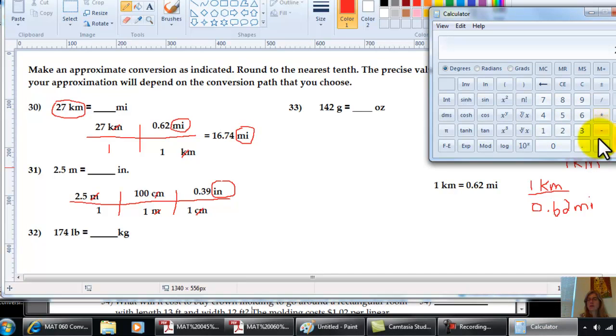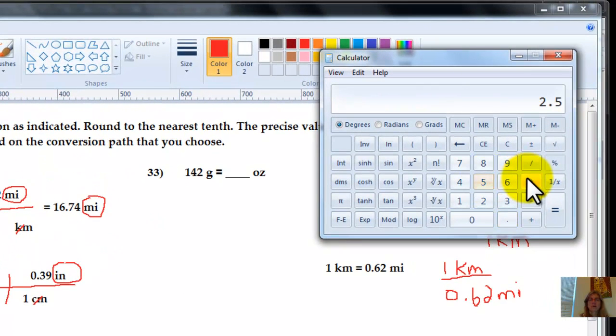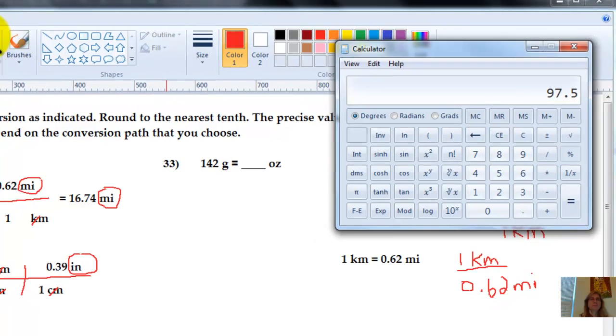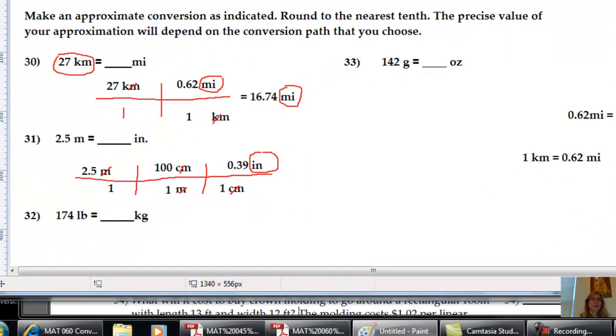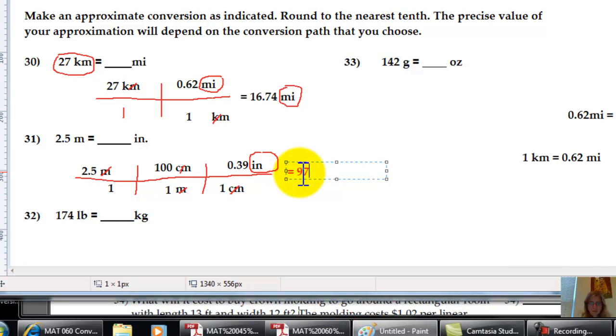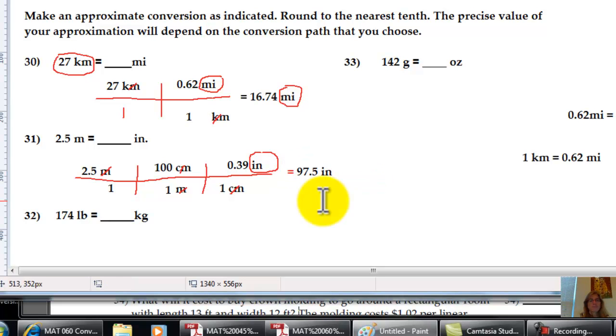2.5 times 100, and some people would do that part in their head, and then times 0.39, 97.5. So we end up with equals 97.5 inches. So 2.5 meters equals 97.5 inches.